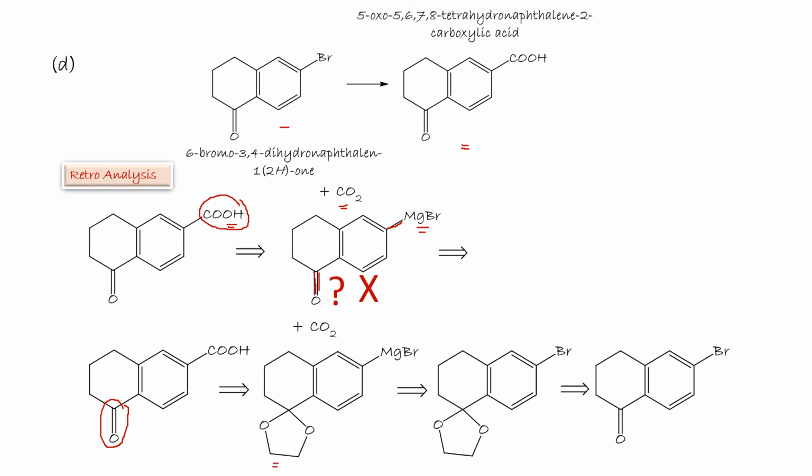Then react the Grignard with CO2. And we can get the Grignard from the bromo compound, the protected one, of course. And here is our starting material. How do we do that? That's correct.